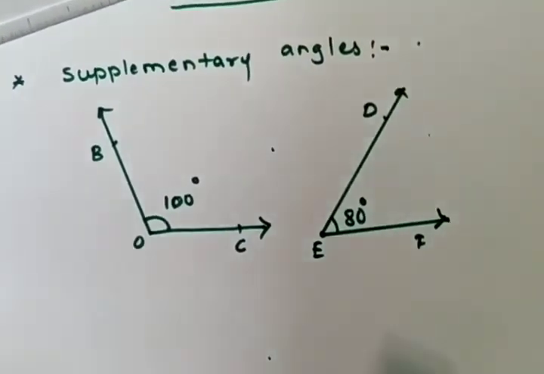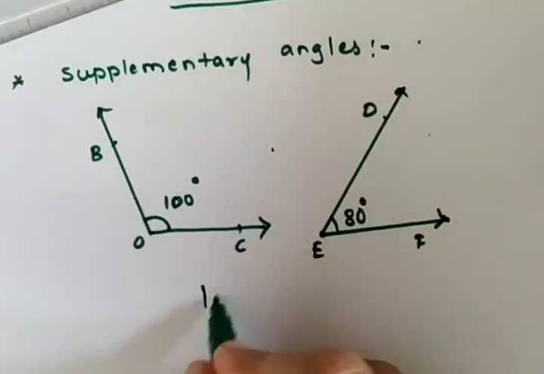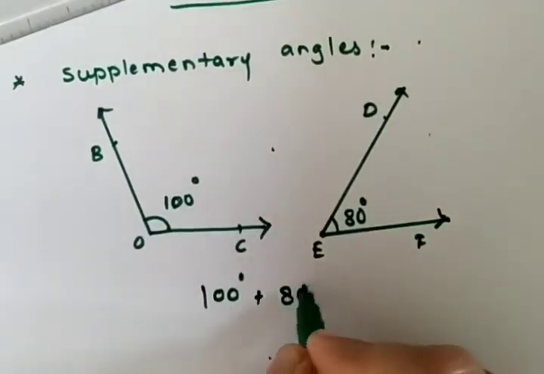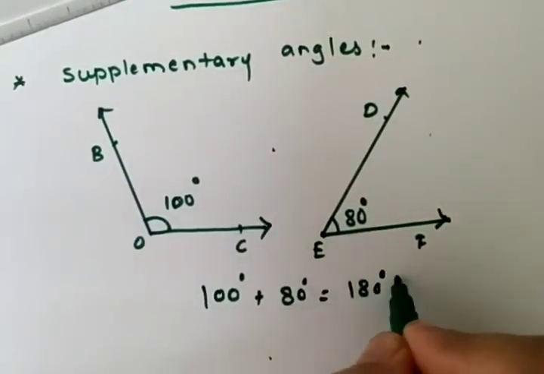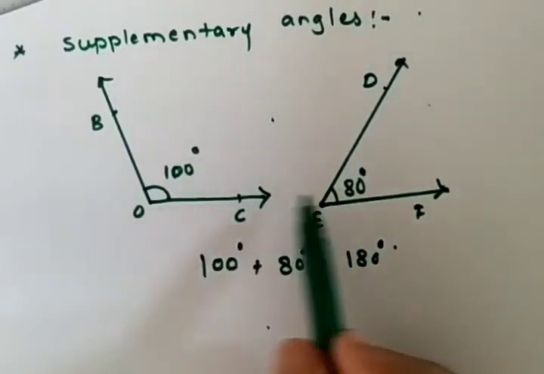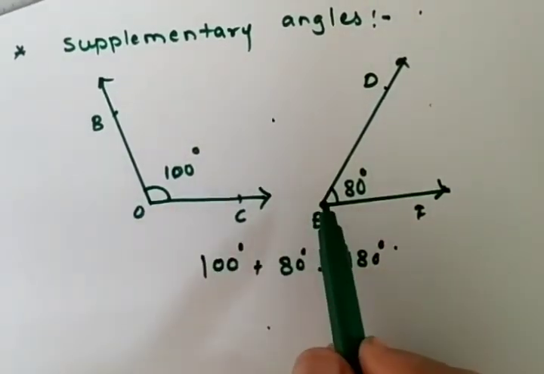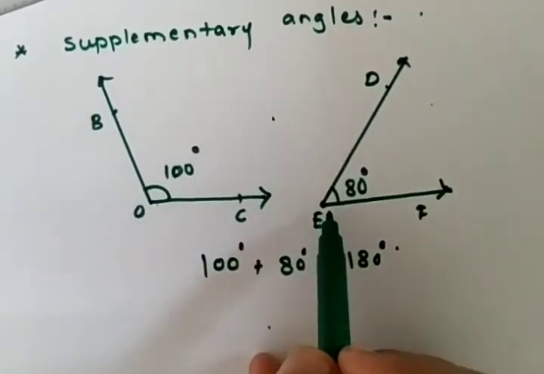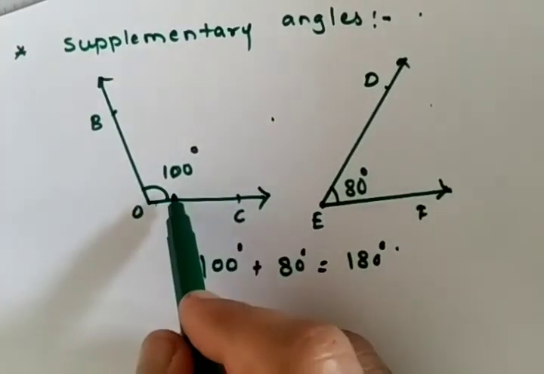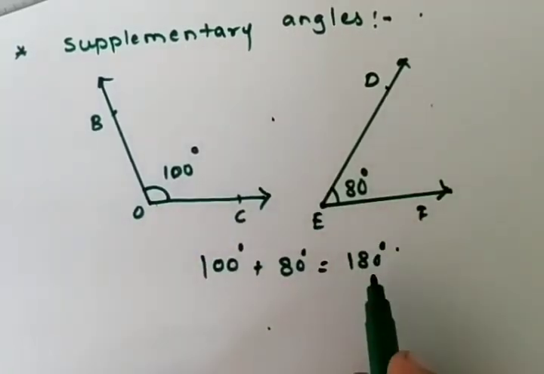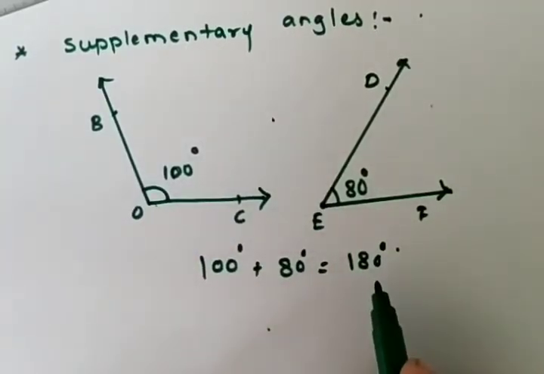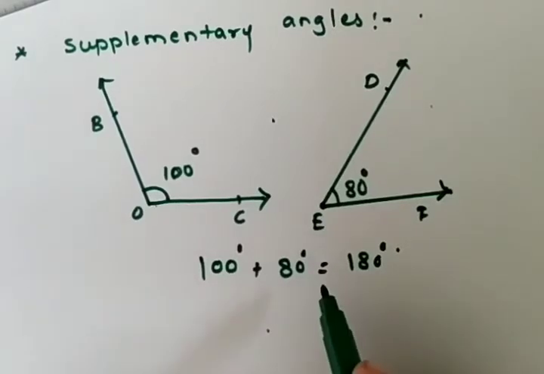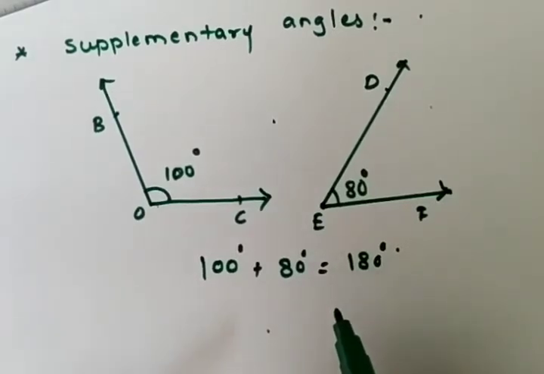If I add the measurements of these two angles, 100 degrees plus 80 degrees, I get 180 degrees, right? So these two angles are said to be supplementary angles of each other. So the supplement of 100 is 80 and the supplement of 80 is 100, because the addition of these two is 180 degrees. So two angles are said to be supplementary if the sum of their measures is 180 degrees. Clear?